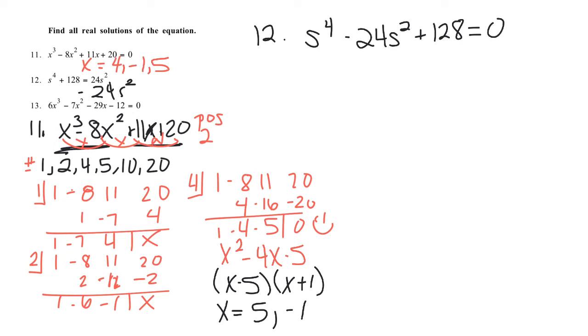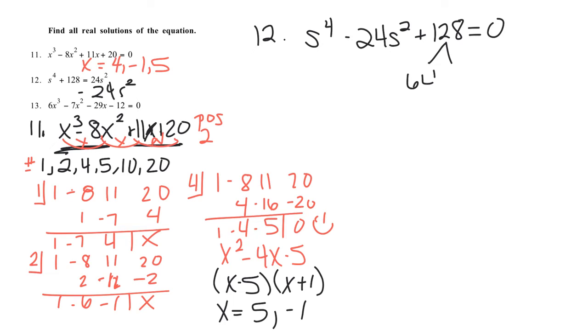It looks a lot like our factoring minutes. It just has an s to the 4th instead of an s squared. So what 2 numbers multiply to 128 and add to 24? So let's think about that for a minute. 128 is 64 times 2.